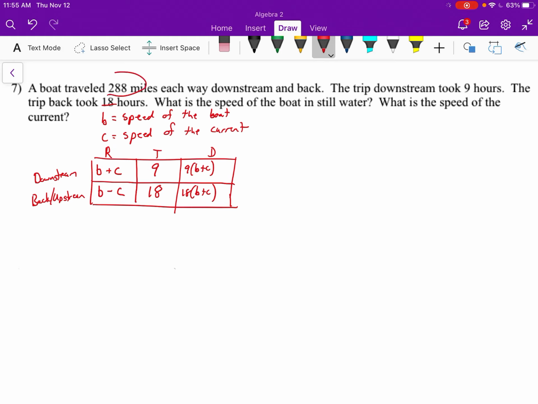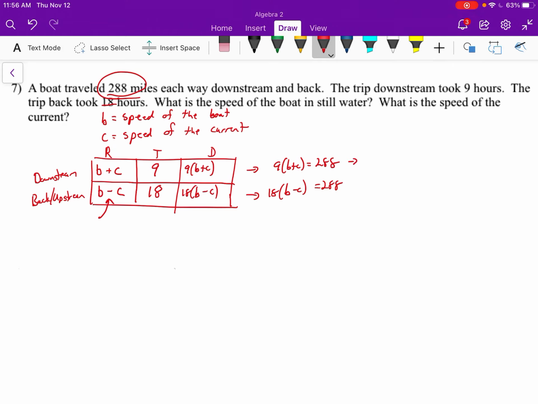Now the thing we also know is that each way was 288 miles. And so we can write 9(b plus c) equals 288. And we can write 18(b minus c) equals 288. And I realized I made a mistake in here. This is minus. So those of you who are like, why is he writing plus now? You're right. It's supposed to be a minus. Right there.